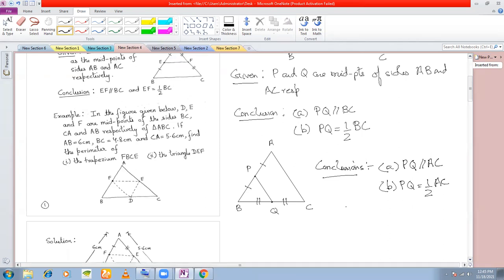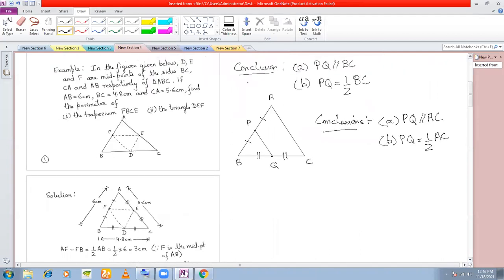Is the midpoint theorem clear? Yes, sir. Yes, sir. Another shape. Let me finish this shape also.